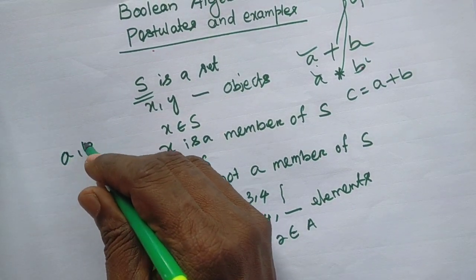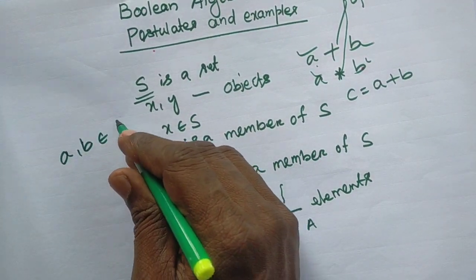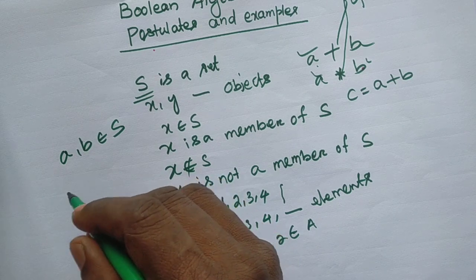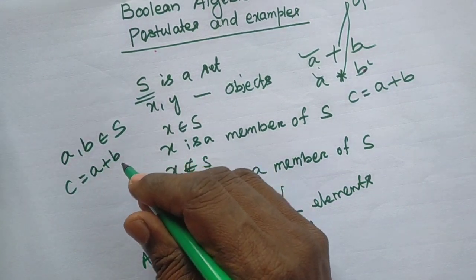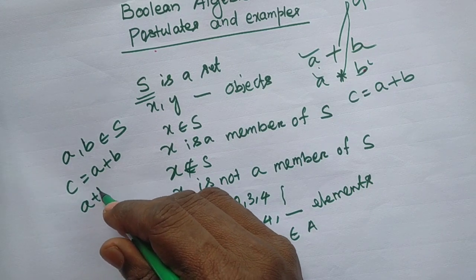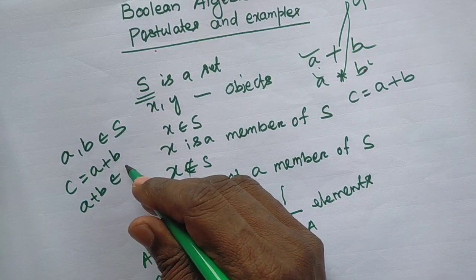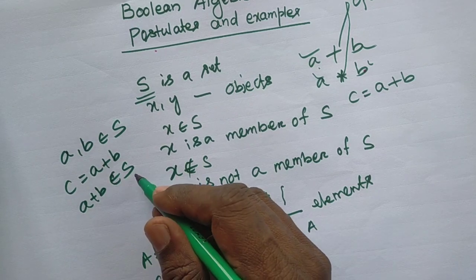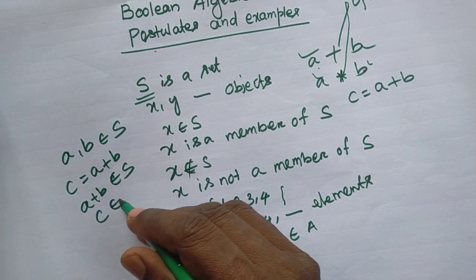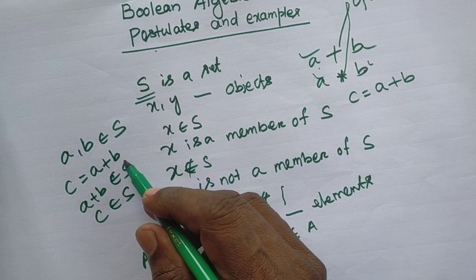Let A, B belong to S. And C is equal to A plus B, and A plus B belongs to S. That means C belongs to S, because C is equal to A plus B.